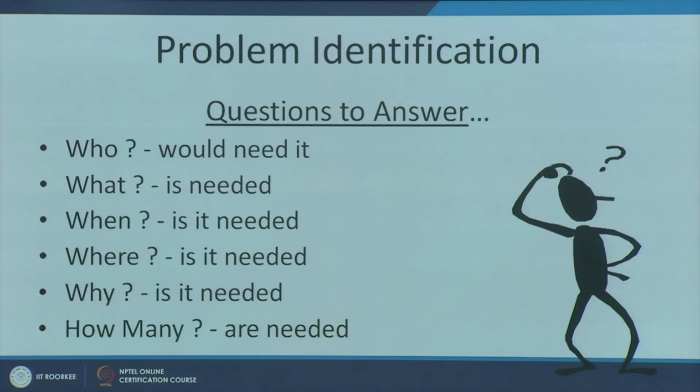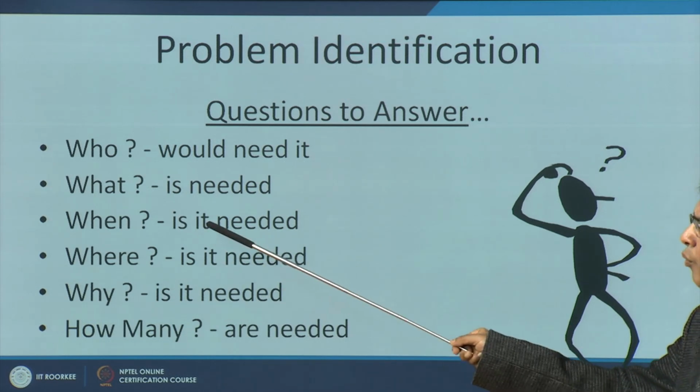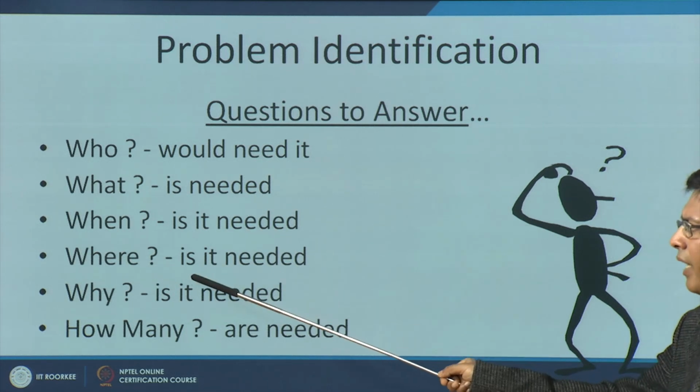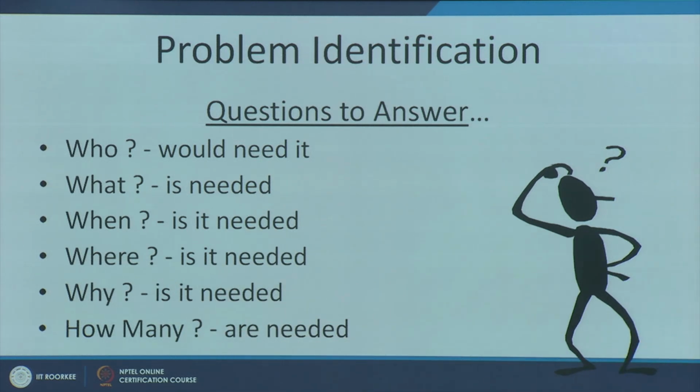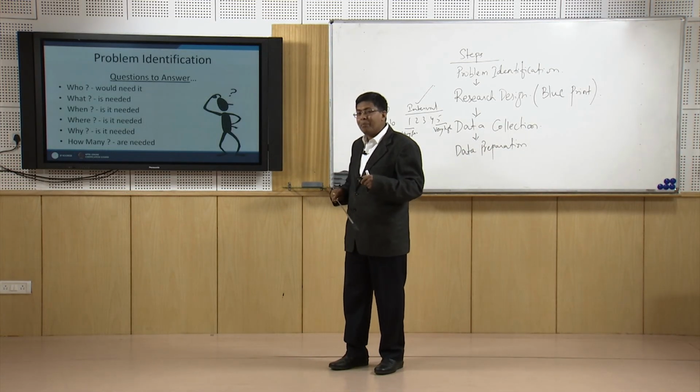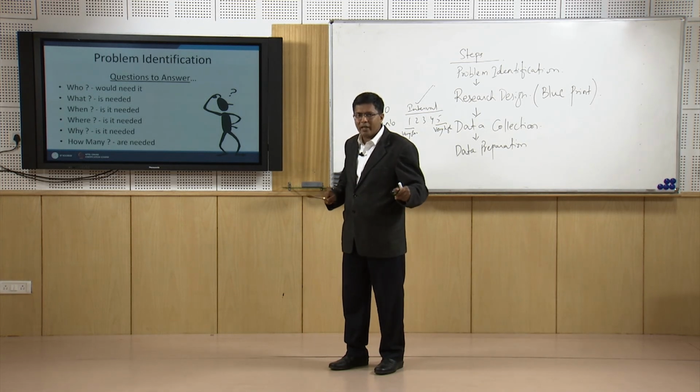Okay. Questions and answers. If you answer these 6 questions, you are on the right path. Who would need it? The marketing research should start with this: who am I going to do this research for? What is needed? How do I go about it? When will it be required by the people or the consumers? Where, why, and how many, for example. If one can answer these 6 questions, then it becomes much simpler to have a target.